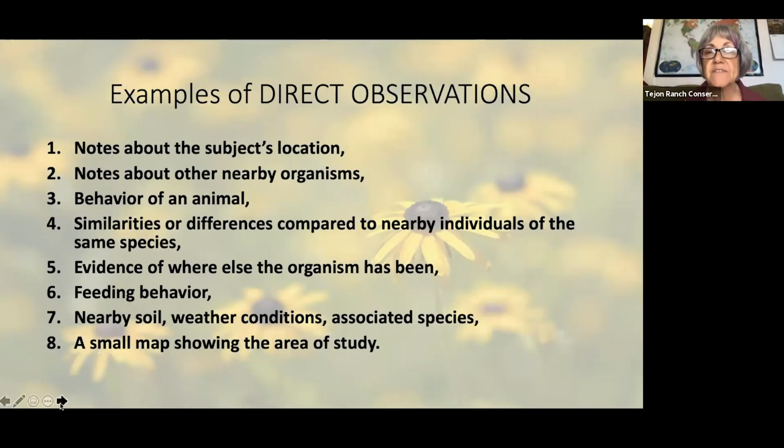Here are some examples of some of the things that you might want to observe. The subject's location. Nearby organisms. Is it sharing a space with other animals? Or what other things are living around a particular plant? The behavior of an animal, the similarities or differences compared to nearby individuals of that same species. Evidence of where else that organism has been, or maybe where it's going. Feeding behavior, soil, weather conditions, associated species, even a small map showing the area of study.